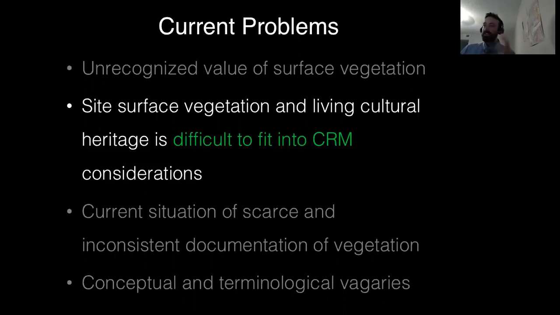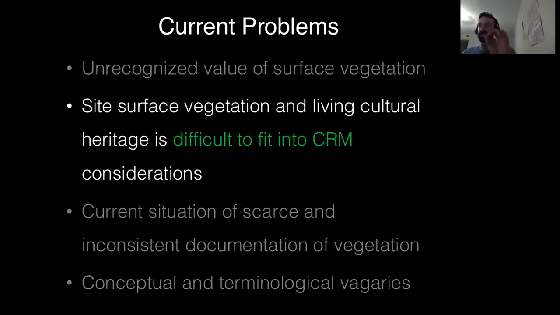Another issue we have, because of these previous issues I brought up, is a lack of systematic records. If we try to use site form recollections of the vegetal setting, it's like comparing apples and oranges. It doesn't lend itself very well to research value.